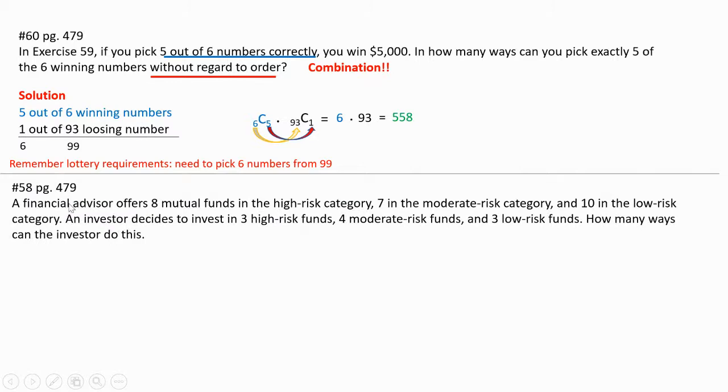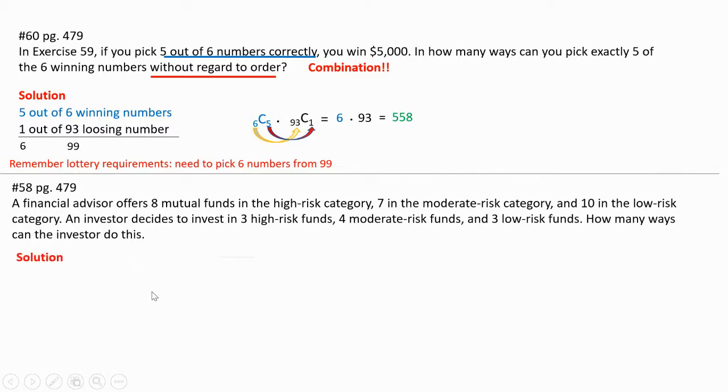Now, this is the last one here, I believe. Number 58 from page 479. A financial advisor offers 8 mutual funds in the high risk category, 7 in the moderate risk category, and 10 in the low risk category. An investor decides to invest in 3 of the high risk funds, 4 moderate risk funds, and 3 of the low risk funds. How many ways can the investor do this?